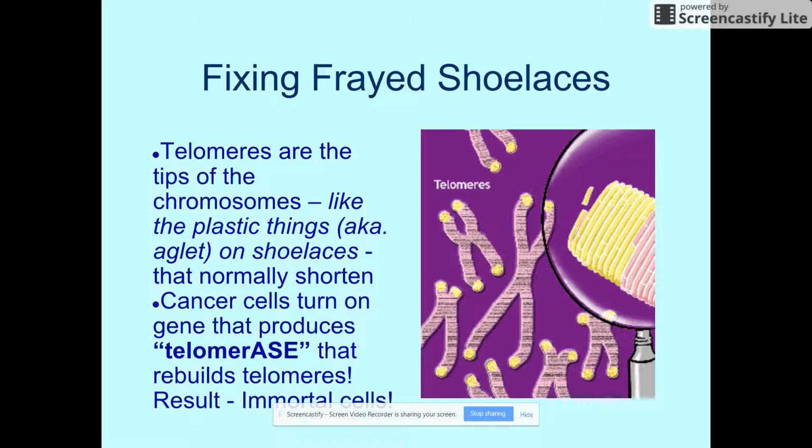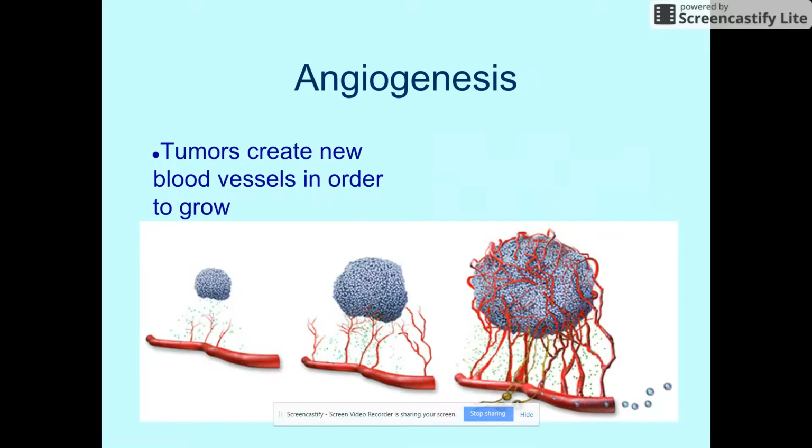But telomerase is a gene that can be turned on that will actually rebuild telomeres. So even after the cell divides and we lose that little stretch of DNA, the telomerase will rebuild it. So it's as if that cell hasn't divided. And cancer cells can turn on that gene, which helps describe why those cells can divide out of control so many more times than our normal cells.